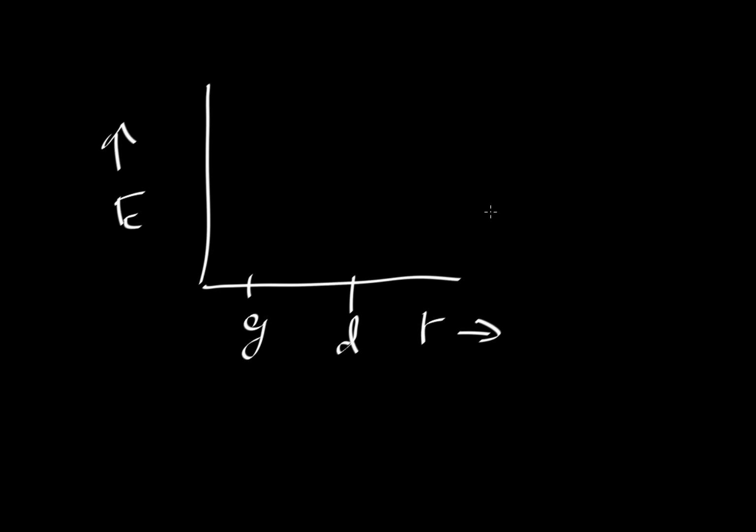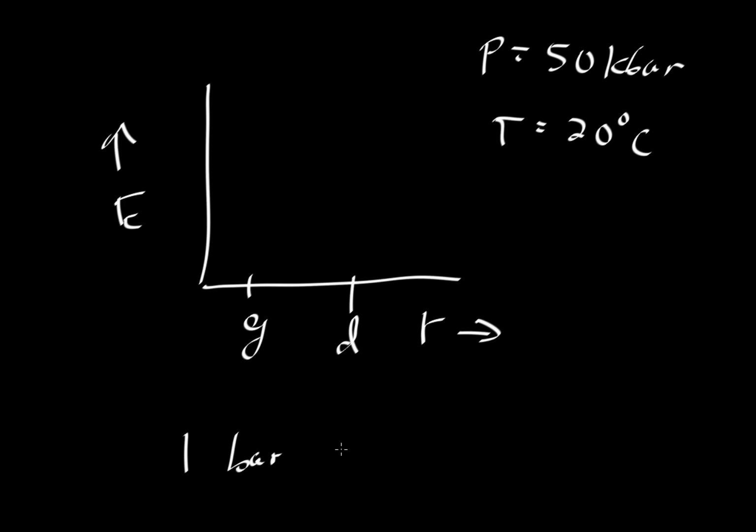So we have another activation energy diagram here, again with reaction progress, we'll call it R, moving to the right, and E going up. We'll leave graphite on the left and diamond on the right as we did before. But let's say our conditions are P equals 50 kilobars. We'll leave temperature the same as we did in the last diagram at 20 degrees centigrade. For background, 1 bar is about 1 atmosphere. So when we talk about a 50 kilobar pressure, that's about 50,000 times atmospheric pressure.